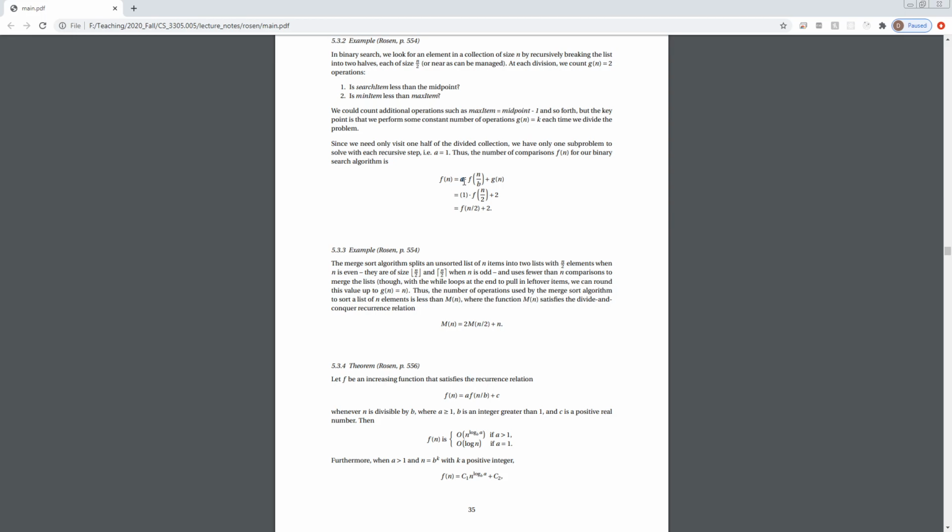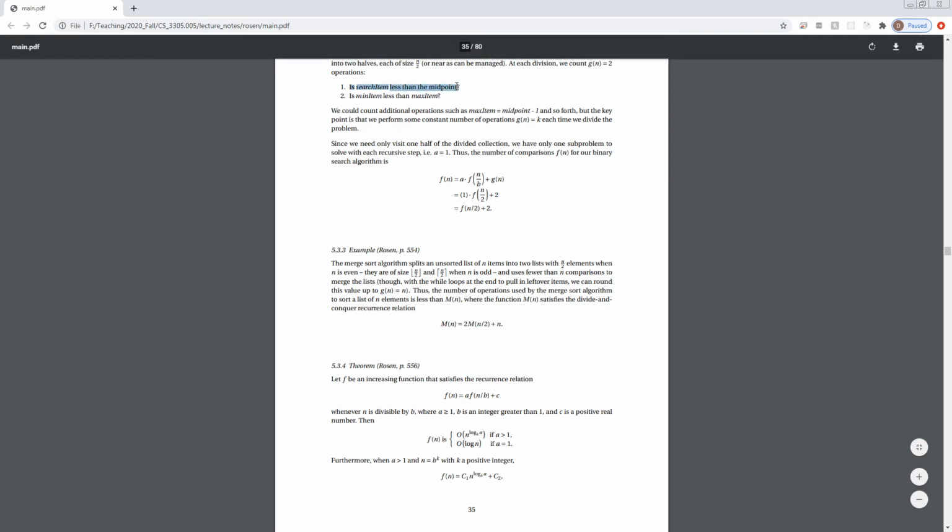So a is strictly the number of subproblems. In the case of search, we're only looking in one half, but we cut the problem in half each time. So we recursively call our function, and the size of the collection that we have to look at is half the size. And with each pass, we perform 2 tests: is search item less than the midpoint, and is min item less than the max item? So this is the form for our recurrence relation for binary search.